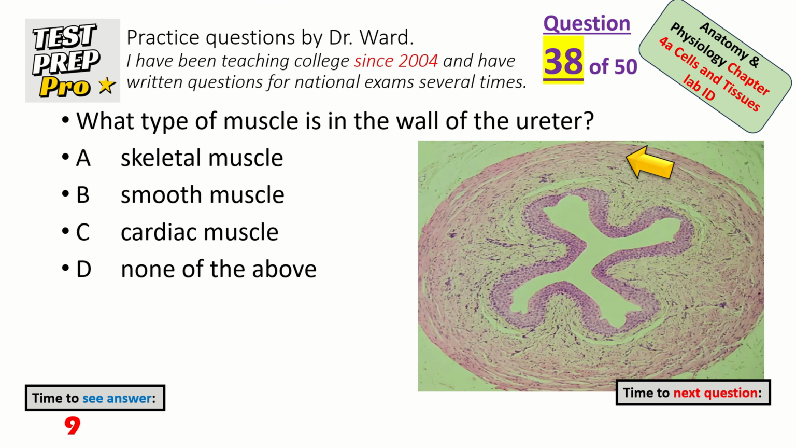What type of muscle is in the wall of the ureter? The ureter connects the kidney to the bladder. Smooth muscle.